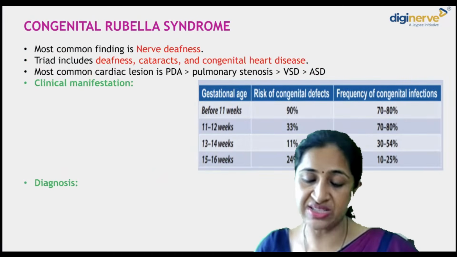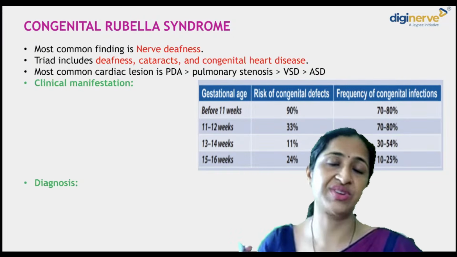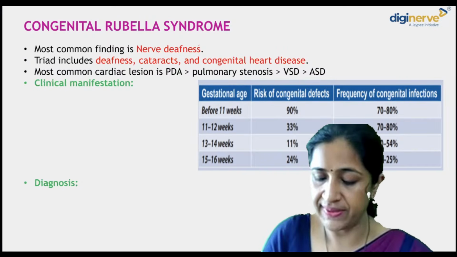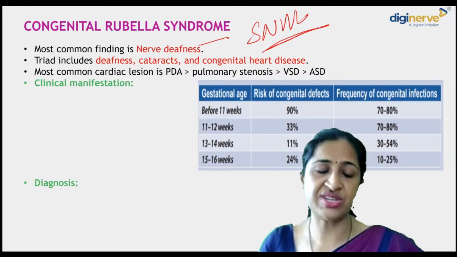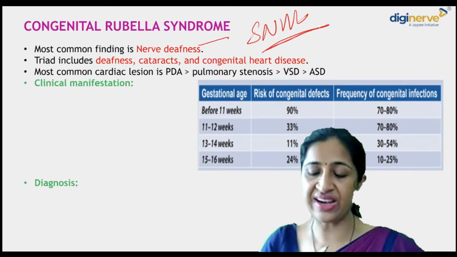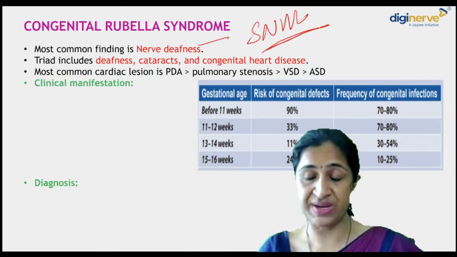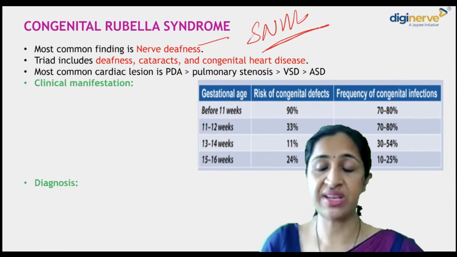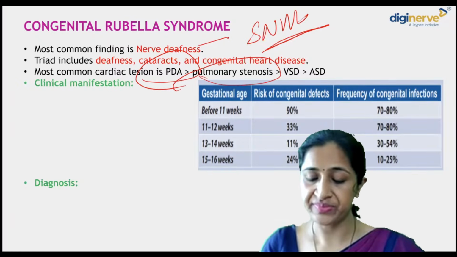Important in rubella is the congenital rubella syndrome. The most common manifestation of congenital rubella syndrome is sensorineural hearing loss. The triad of congenital rubella syndrome is deafness, which is SNHL, congenital cataract, and congenital heart disease. Most common heart disease is PDA, which is more common than pulmonary stenosis, which is more common than VSD or ASD. So PDA and pulmonary stenosis are most common.